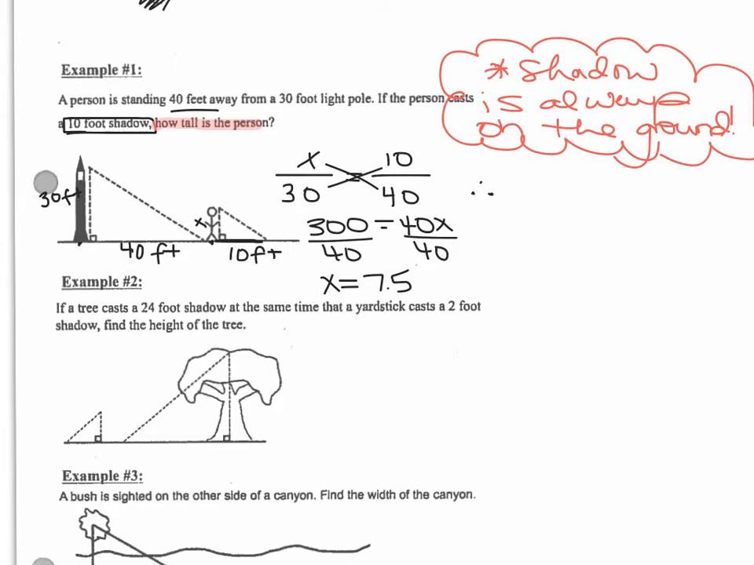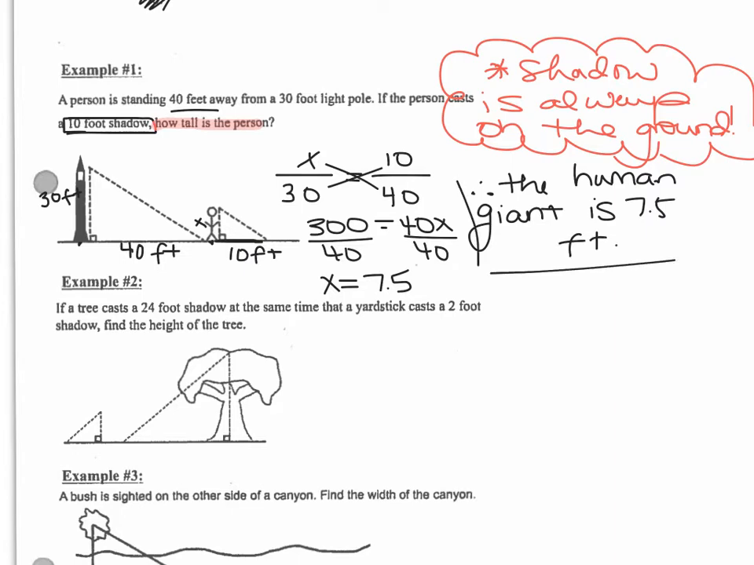So therefore, the human giant is 7.5 feet. So if I'm talking about my logical answer, yeah, that's probably not logical. But the main thing I really am stressing when it comes to logical is that you're making sure it's not saying someone is negative feet tall. That doesn't make any sense. So just kind of keeping that in mind. And maybe that's why the stick figure has such a long neck.